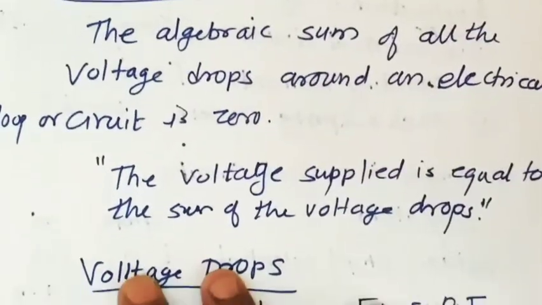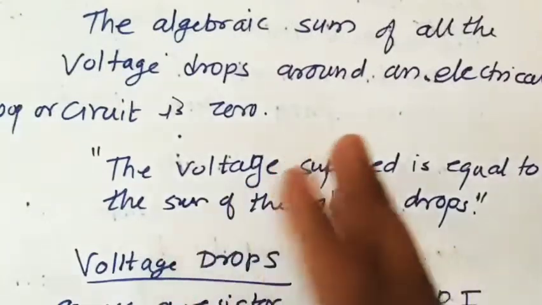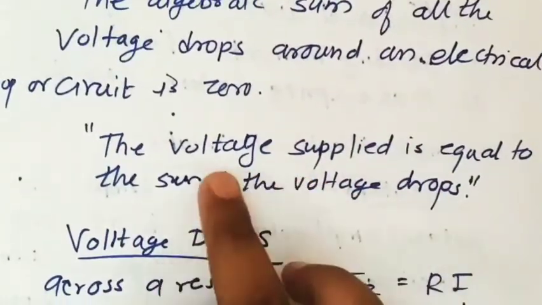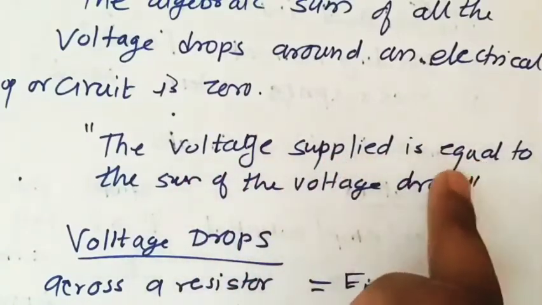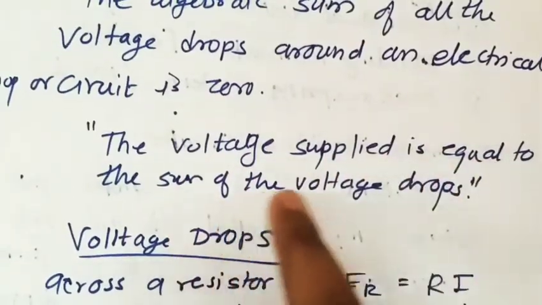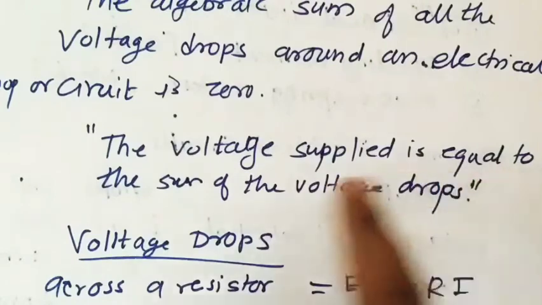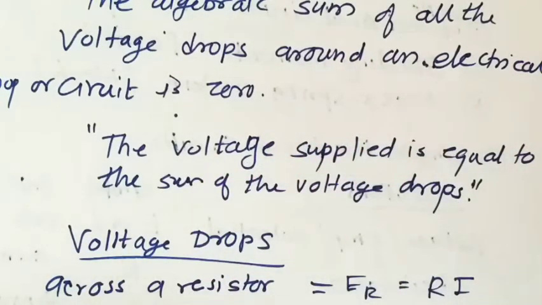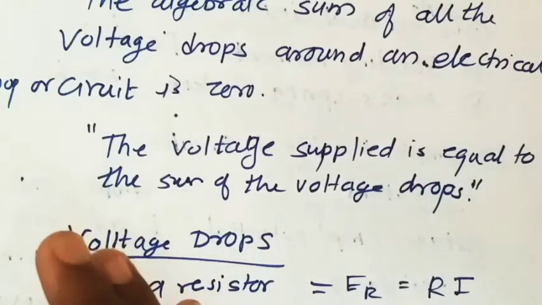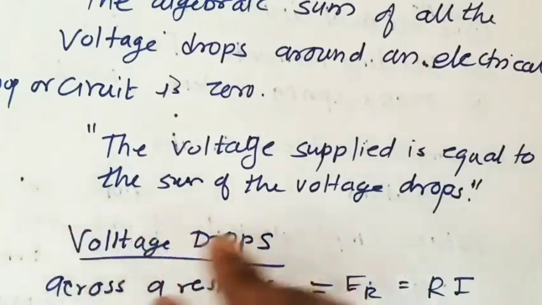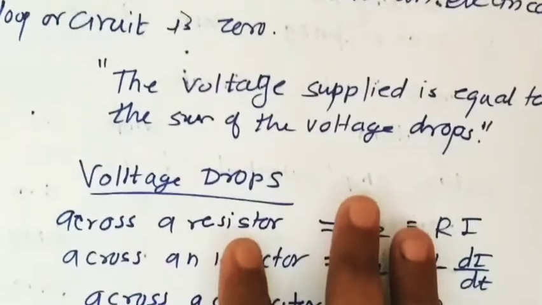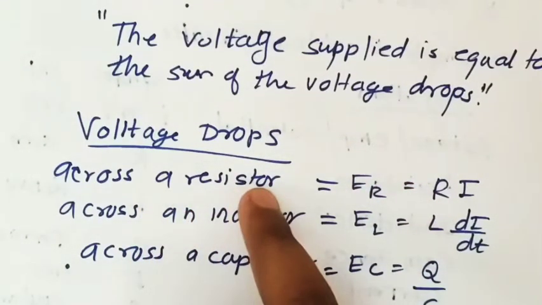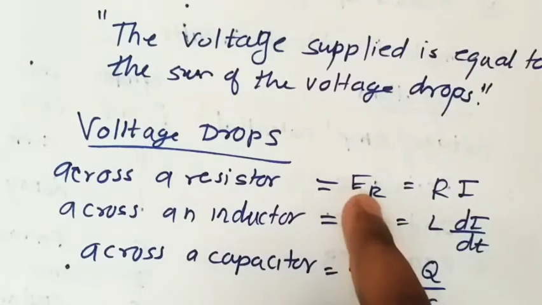Again, we have one more version of this law. If some external voltage is applied to the circuit, that voltage supplied will be equal to the algebraic sum of the voltage drops. Whatever external voltage you are applying will be equal to the addition of the voltage drops. Now what are the voltage drops? These are the voltage drop values. The voltage drop across a resistor R we denote by E_R.